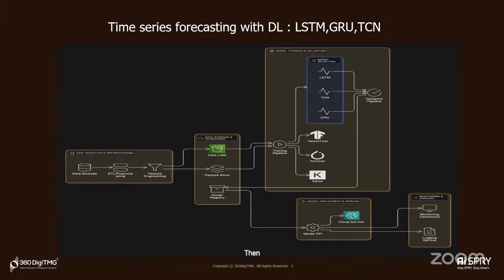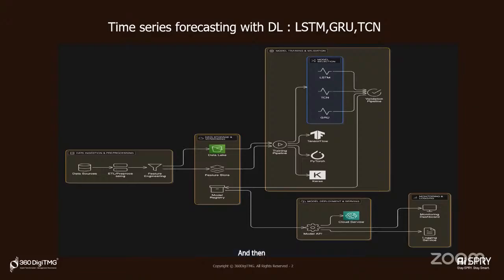Then at the end, we will have our model deployment and serving, wherein once the model passes validation, it is deployed using a model API. This will expose the model as a service that applications can query. The cloud services can host this API for scalability, enabling multiple clients to access the model simultaneously. The model registry is referenced here to ensure the correct version of the model is deployed.